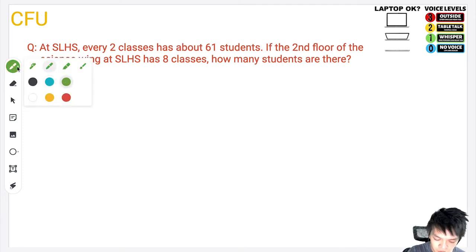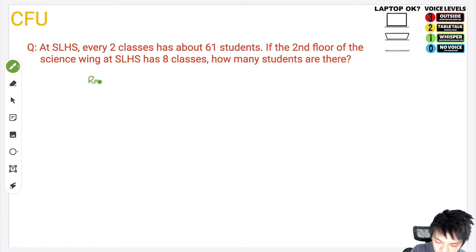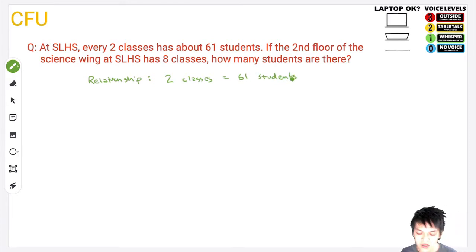So in this particular problem, we know that we have to write a relationship down. That would be very helpful. And the relationship that we can get from this problem is right here. 2 classes equals 61 students. There it is. Now, we're starting with 8 classes here, right? That's the quantity that we want to write down first. But we want to know how many students there are in 8 classes. What do we do to convert these classes to students?